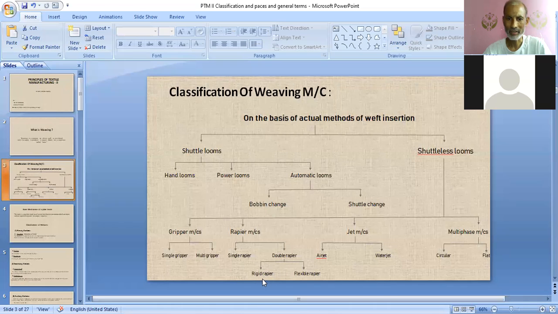Double rapier is further categorized into rigid and flexible. This is about the material of the rapier. If the material used is rigid, it will not get bent. Then it is known as rigid, and otherwise flexible.